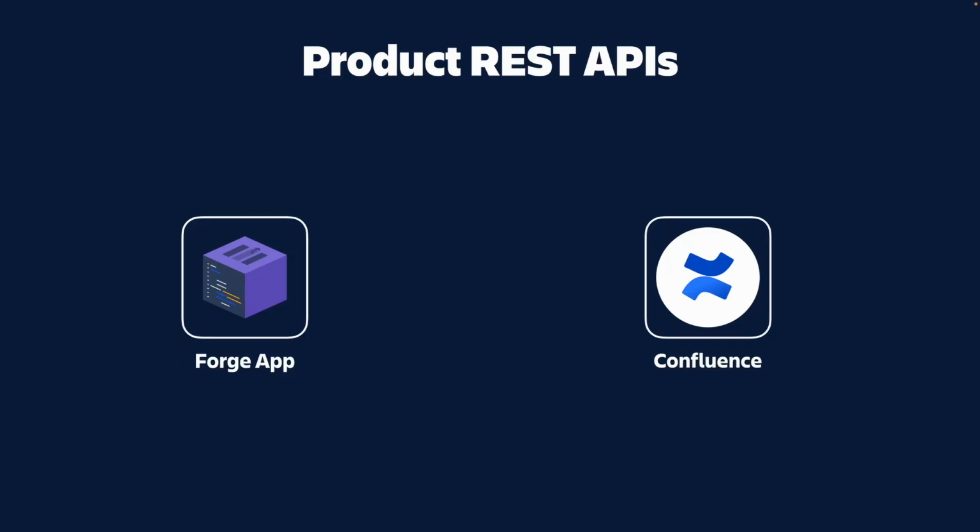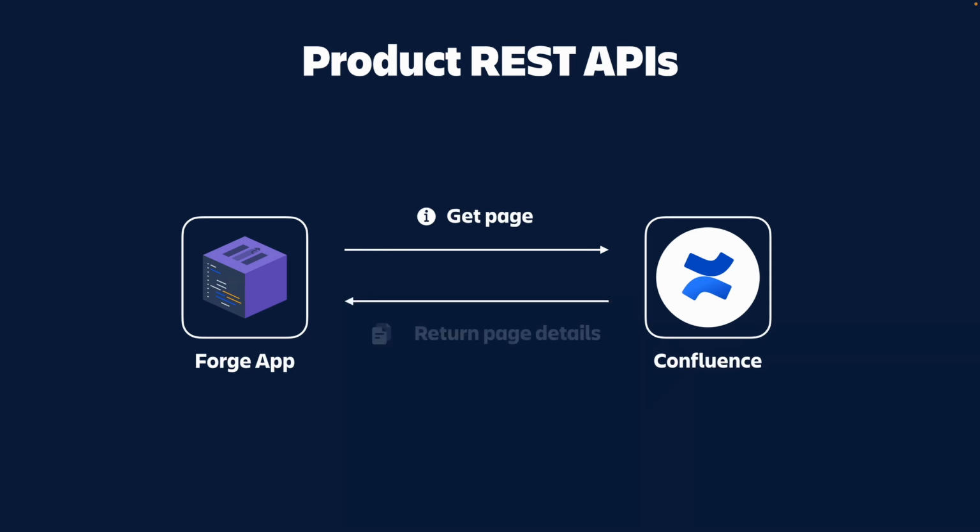API stands for Application Programming Interface, and in layman's terms, it's a way to allow different computer systems to communicate and share information. So for example, if we wanted our Forge app to fetch a page from Confluence, our app will send an API request to get a page. And Confluence in return is going to send the API response with the details about the page that we requested.